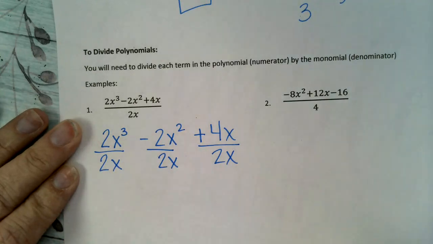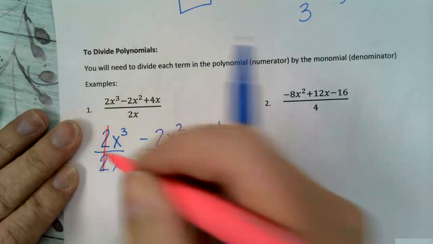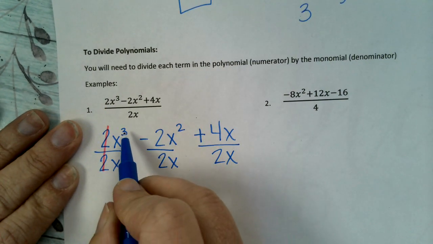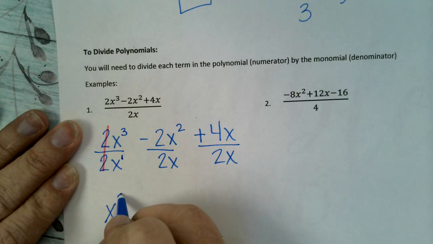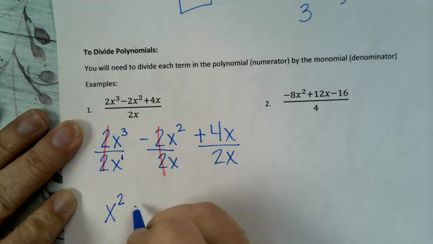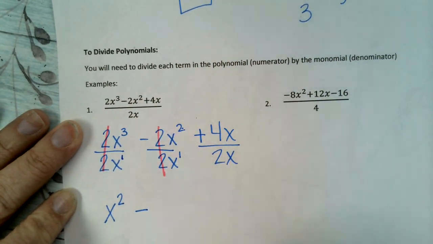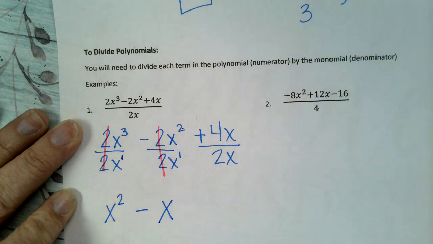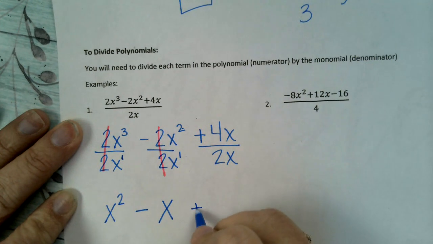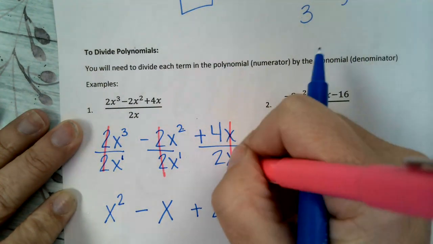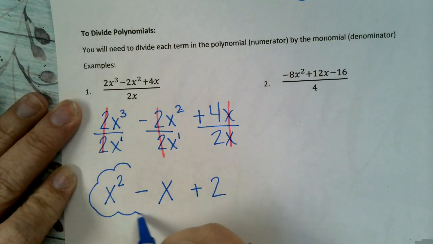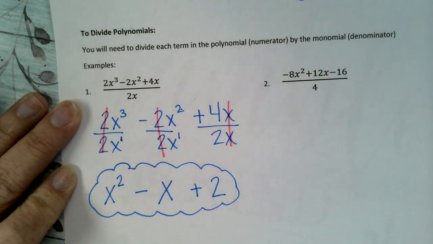Now, 2 divided by 2 is 1. It's found on top and on bottom, so I'd make it a 1. This is x to the third divided by x to the first. 3 take away 1 is 2 x's, so x squared. 2 divided by 2 is 1, so I've got a minus sign here. 2 minus 1 is 1, so I'm left with x. Now, to reduce this, a positive 4 divided by 2 is a positive 2. And then my x's divide away, making just 1. So then my final answer is x squared minus x plus 2.